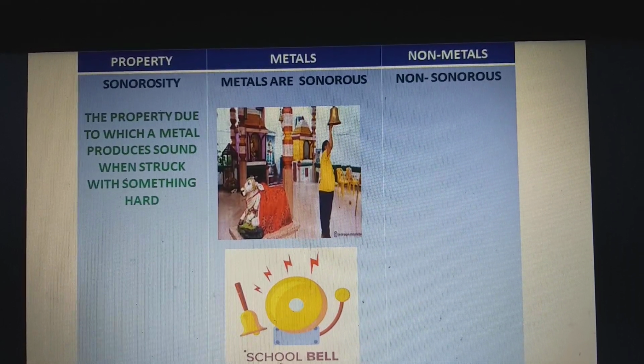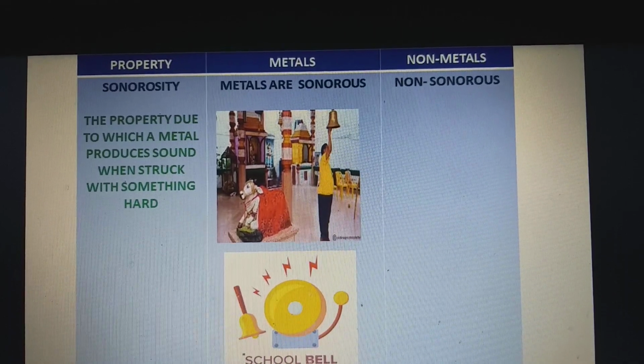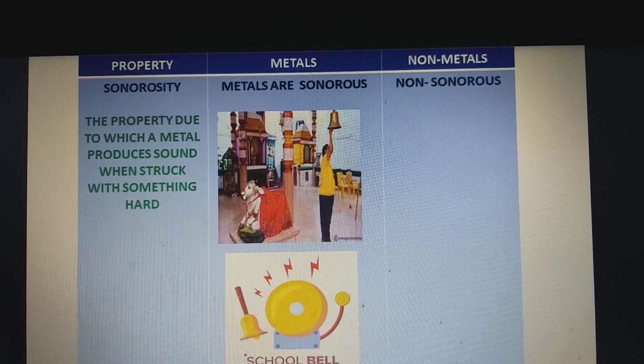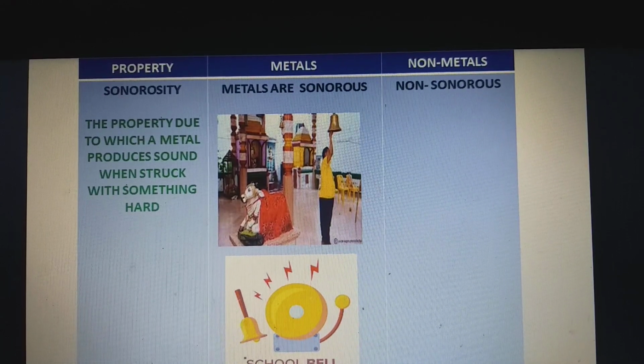So the next time when you go to a temple, you can easily relate the property of sonoricity there. Students, I hope that you all are missing school, but we are still connected with technology and we are learning each day.